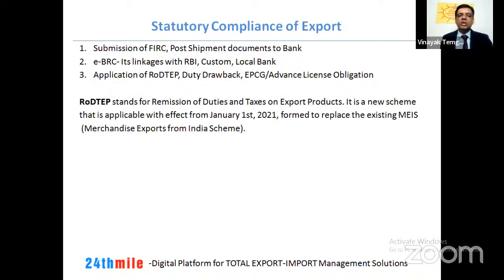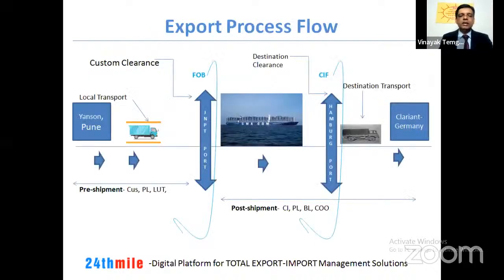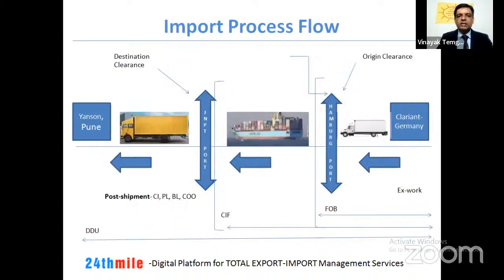RoDTEP stands for Remission of Duties and Taxes on Export Products. It is a new scheme applicable with effect from 1st January 2021, formed to replace the existing MEIS, Merchandise Exports from India Scheme. So we have to complete the statutory compliance. We have to get the duty drawback, that incentive we have, then the actual process will get completed. This is the export flow we have discussed.